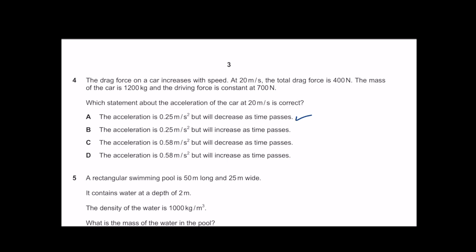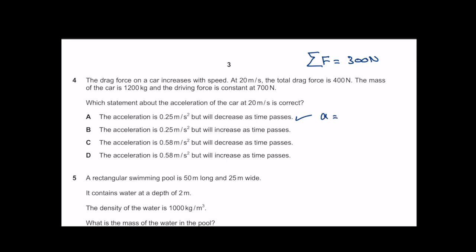The drag force on the car increases with speed. So at 20 meters per second, the total drag force was 400 Newton, the mass of the car is 1,200 kilogram, and the driving force is constant at 700 Newton. By a little calculation, the total force acting on the car equals 700, which is done by the engine, minus 400, which is the resistance force, the drag force. So it gives you 300 Newton.